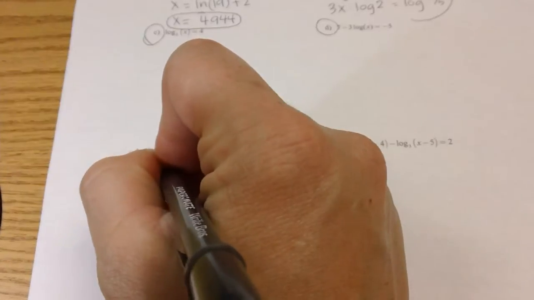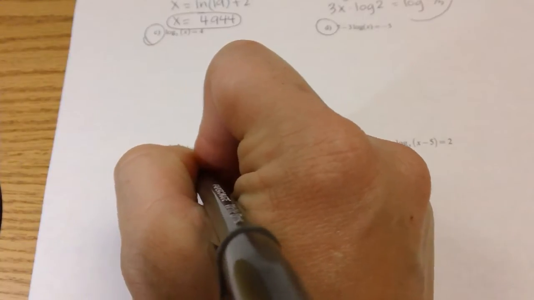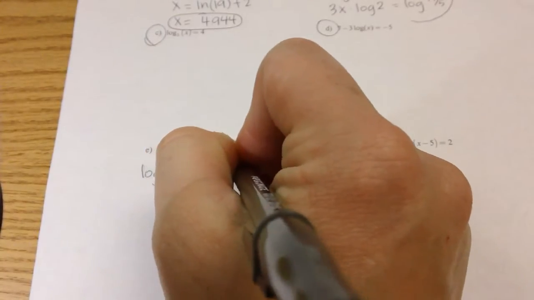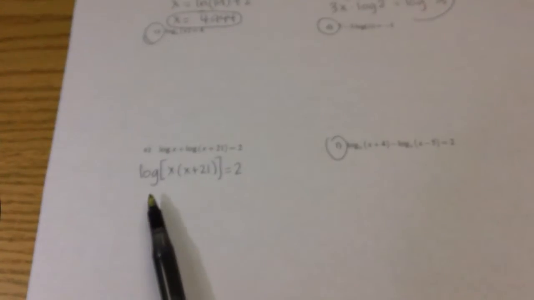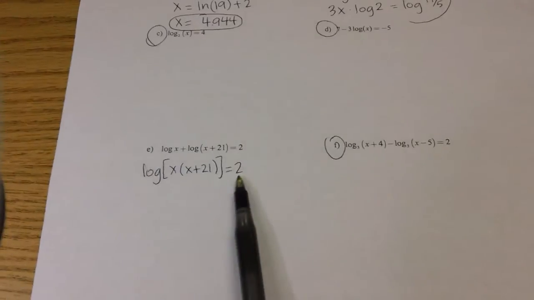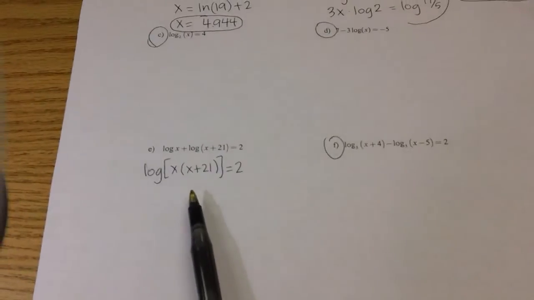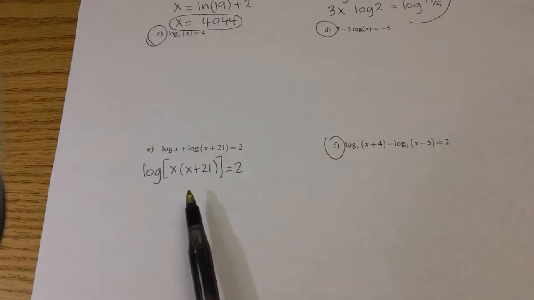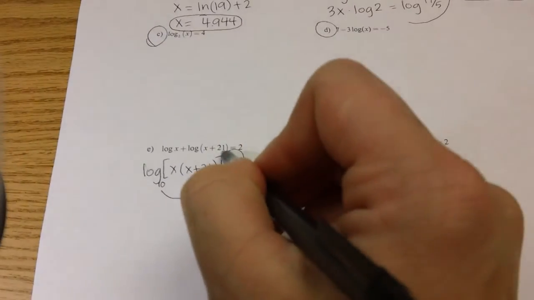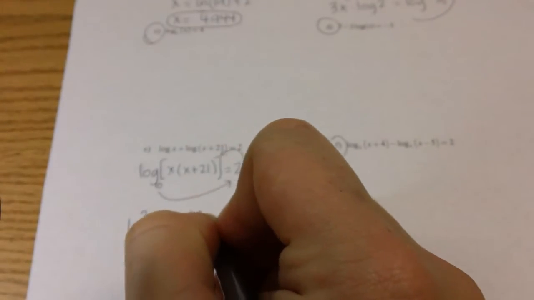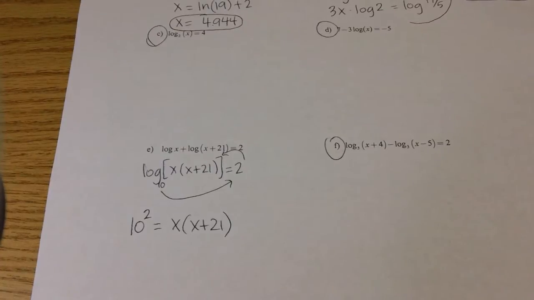So this is going to be the log of x times x plus 21 equals 2. Right now, this is written in log form, so we're going to change it to exponential form. The base here is 10, so we're going to have 10 to the second power equals all of this. So 10 squared equals x times x plus 21.